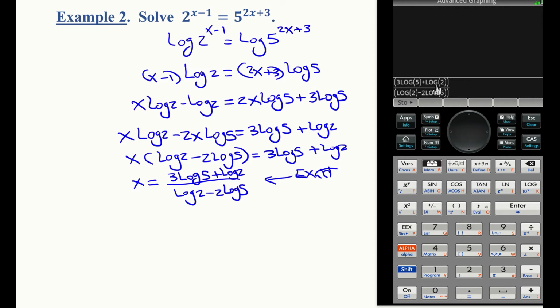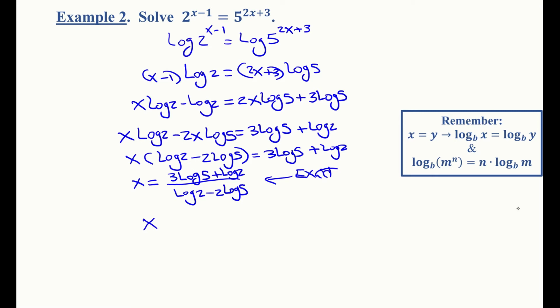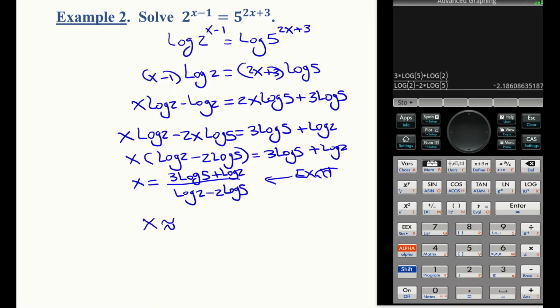So take 5 seconds to review, make sure you punched everything in correctly. 3 log 5 plus log 2 divided by log 2 minus 2 log 5. You'll be surprised how many errors you would catch just by that 5 seconds that you spend. All right, so we get x is approximately, I didn't memorize that. If we go to, say, 4 places like we did on the other one, negative 2.1861.